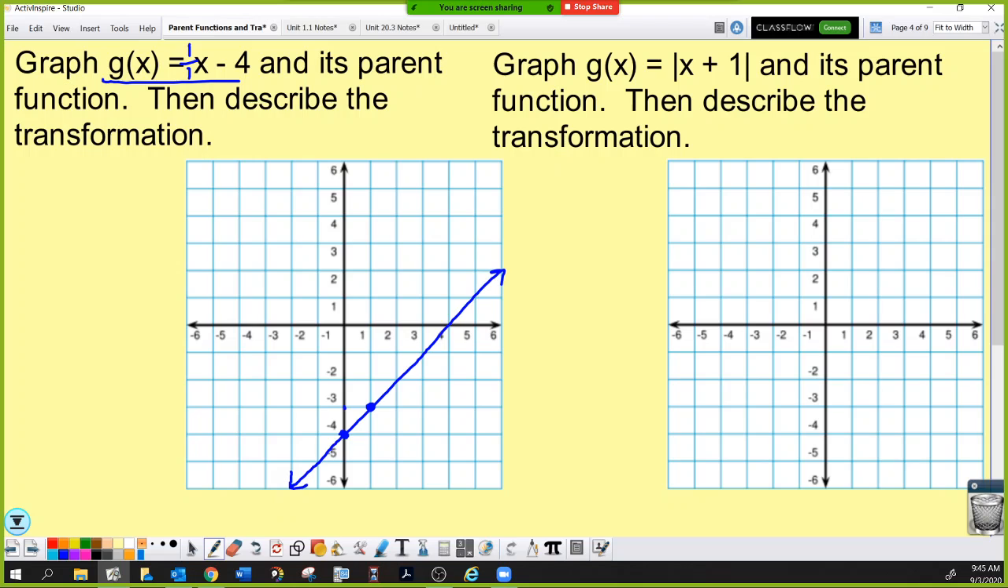Like that. And this one is G. So put the letter G on there somewhere so that way you know that this is the changed one. This is not the parent function.